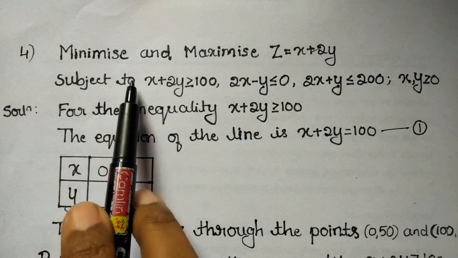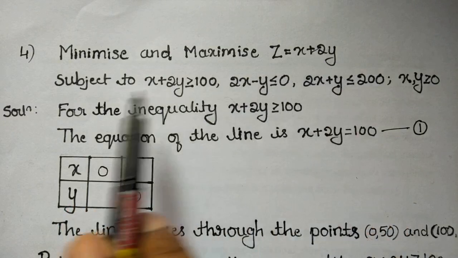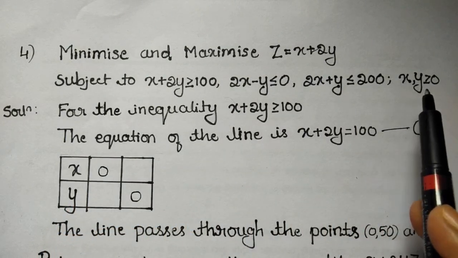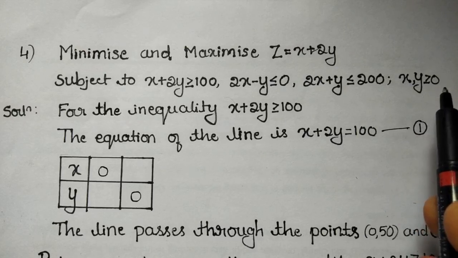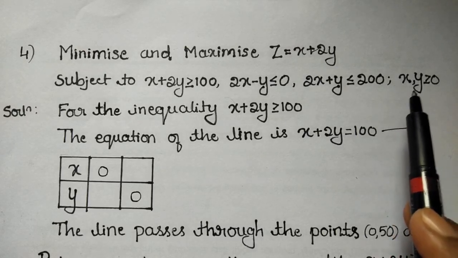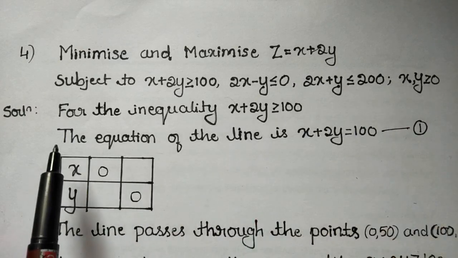Fourth example, minimize and maximize z is equal to x plus 2y subject to these constraints. Here x comma y greater than or equal to 0 implies x is greater than or equal to 0 and y is greater than or equal to 0. Now look at the solution.